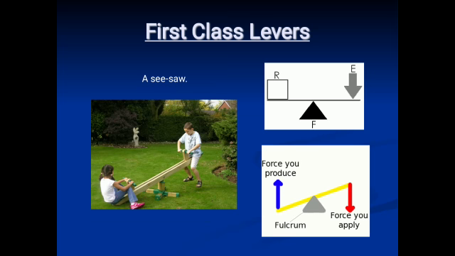And a seesaw, this I think you all know, is a classic example of a class 1 lever. We can see this in all parks and amusement areas where kids play with each other. So this is a classic example of a class 1 lever.